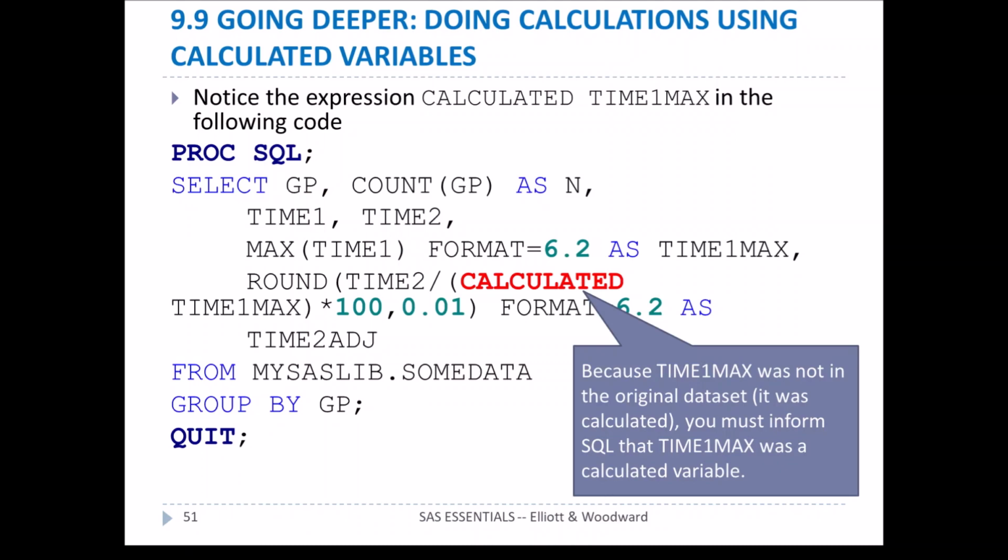So notice here we have max time 1, format 6.2 as time 1 max. If we use a value that has been calculated within the select statement, we have to tell SAS, by the way, we're using a value that has just been calculated. Don't look in the original data set, look in the calculated values. And so that's why we have this word calculated here before time 1 max, because that is a calculated value.